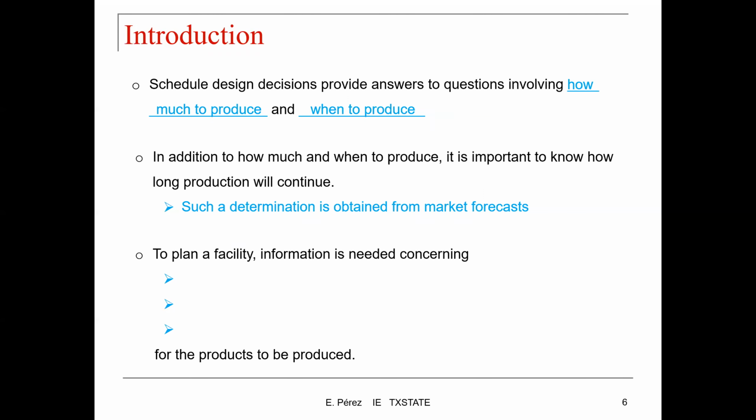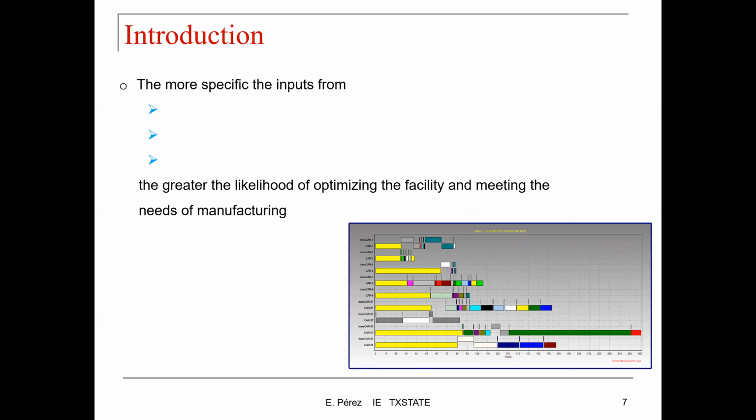To plan a facility, information is needed concerning production volumes, trends, and the predictability of future demands for the products to be produced. The more specific the inputs from product, process, and schedule designs, the greater the likelihood of optimizing the facility and meeting the needs for the manufacturing.